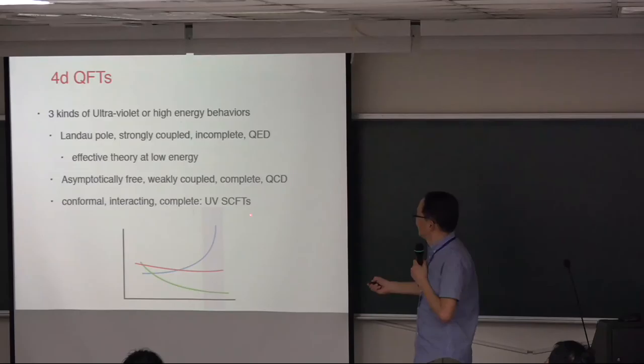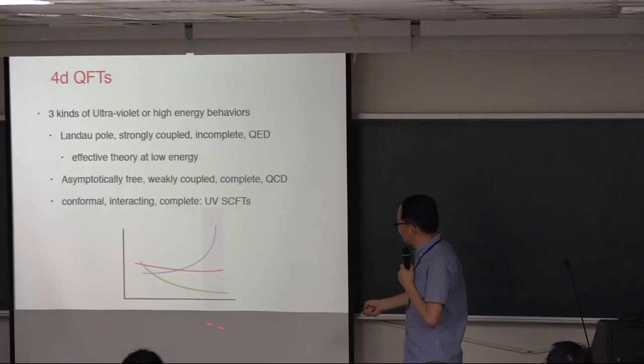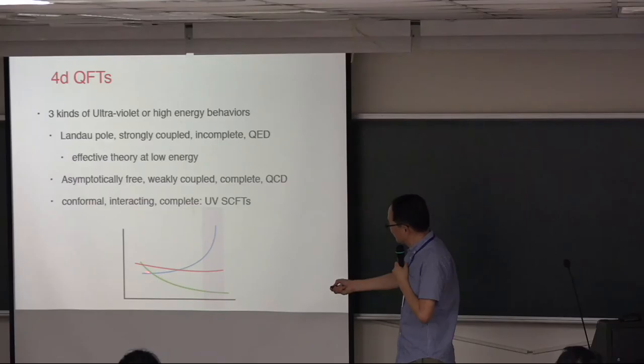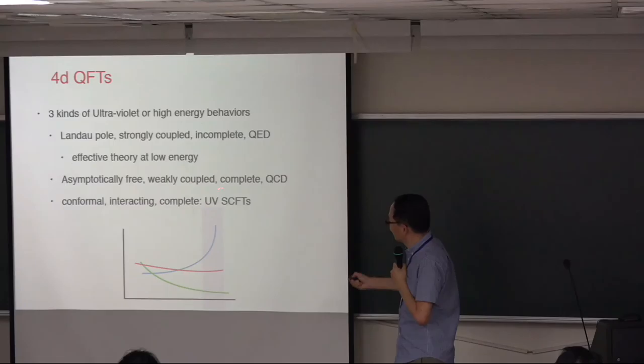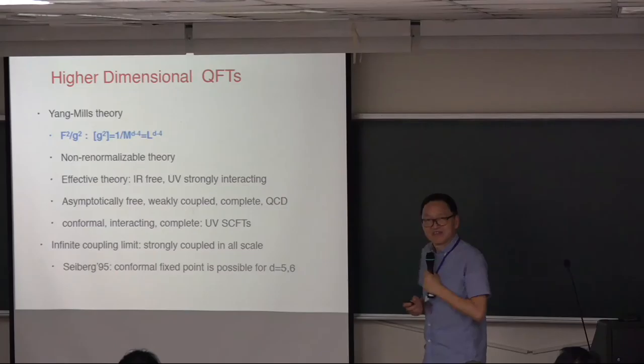On the other hand, in a QCD-like theory, the coupling constant is strong in the IR but goes to zero in the UV region, so it is well defined and ultraviolet complete. One can also imagine a different kind of theory, which appears in supersymmetric field theories, where the coupling doesn't go to zero or blow up but goes to some constant value, and the theory is still interacting, a kind of conformal field theory. So roughly one can divide four-dimensional theories into three classes depending on their UV behavior. Now, let's think about higher-dimensional quantum field theories.